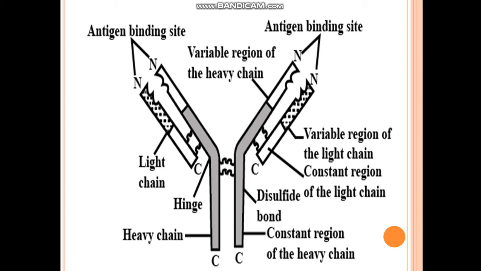Special mention to the antigen binding sites which are present here at the tips. The variable region of the heavy chain and the variable region of the light chain provide the antigen binding site and are specific in nature, unique, different, new for each unique, different, new antigen. Clear? Okay.